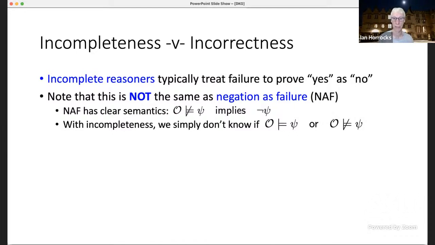Usually this third case, they just interpret as no. So either they'll always give you a yes or no answer, even if in reality they weren't able to figure it out. And no, this isn't the same as negation as failure, because in negation as failure, we have a clear semantics. We actually know that the ontology doesn't entail whatever the concept or formula or thing it is that we're interested in. And if that's the case, then we conclude that this thing is not true. That's the semantics of negation as failure in general. But with incompleteness, we just don't know whether this thing is entailed or it isn't entailed.